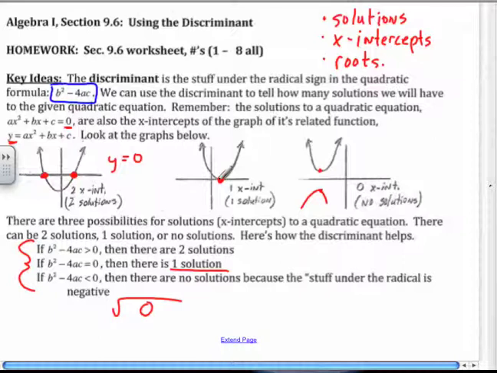The last one here, if it's less than 0, say the square root of negative 5, that's not a real number. It is an imaginary number. We can work with it, but it's not in the real number system, so there are no solutions. So we just need to memorize that. If it's positive, two solutions. If it equals 0, one solution. If it's less than 0, no solutions. Great job, guys.